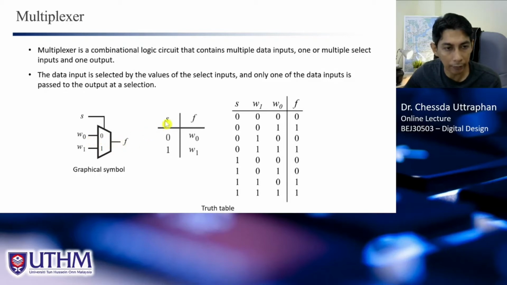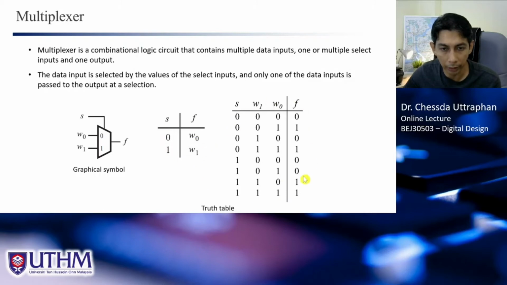So in this case, if s equals 0, f will equal W0, and if s equals 1, the output f is equal to W1, exactly like this table. And the complete truth table is this. This is the simplified truth table.